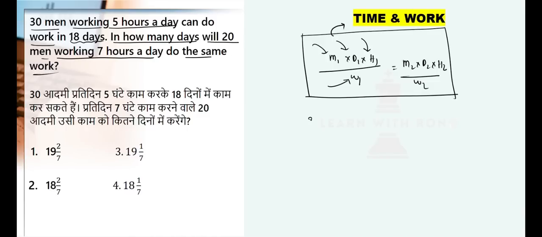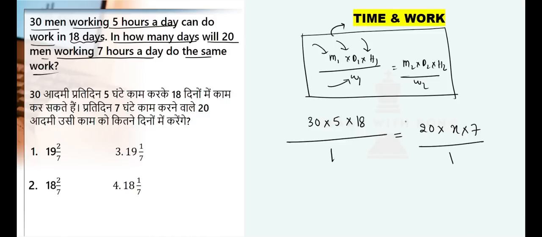So according to this question, we have 30 men, 5 hours a day, 18 days. Here work is the same, so both are 1 here. Okay, work is the same, obviously they cancel, I just took 1. So here 20 men, days I need to find, hours is 7 hours, work is the same, so I kept 1. 0 gets cancelled, 2 9s. So we have x equals 3 5s are 15, 15 9s are 135, 135 by 7, which is x equals 19 2 by 7 is our answer, which is option number 1.